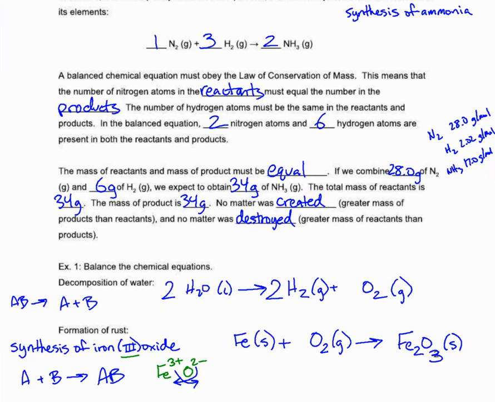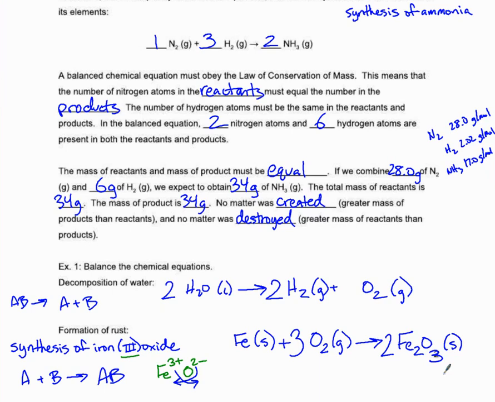Here's our skeleton equation for the formation of rust or synthesis of iron 3 oxide. Now it needs to be balanced. The irons are not equal and the oxygens are not equal. In this situation, it's best to start with the oxygens. You have an odd number in the products, an even number in the reactants. Best thing to do, least common multiple, make it 6 oxygens. So a coefficient of 3 makes 6 oxygens in the reactants, and a coefficient of 2 makes 6 oxygens in the products.